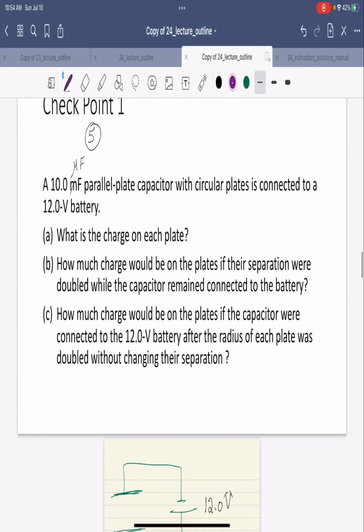The first one here: a 10 microfarad parallel plate capacitor with circular plates is connected to a 12 volt battery. What is the charge on each plate? How much charge would be on the plates if their separation were doubled while the capacitor remained connected to the battery? How much charge would be on the plates if the capacitor were connected to the 12 volt battery after the radius of each plate was doubled without changing their separation?